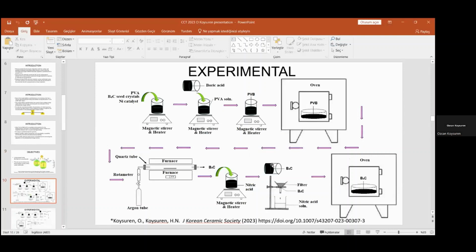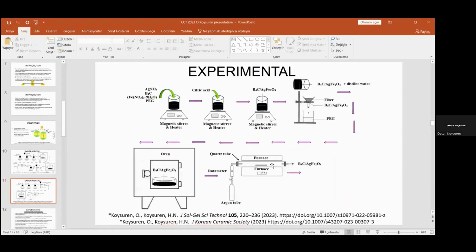Let me talk about the experimental study. First of all, we synthesized polyvinyl borate. This is the polymer precursor, made by using polyvinyl alcohol and boric acid, just by using the simple sol-gel technique. Then we applied high temperature under argon atmosphere to convert the polyvinyl borate to boron carbide. And then, after necessary purification and cleaning steps, we dried it and obtained the boron carbide in powder form.